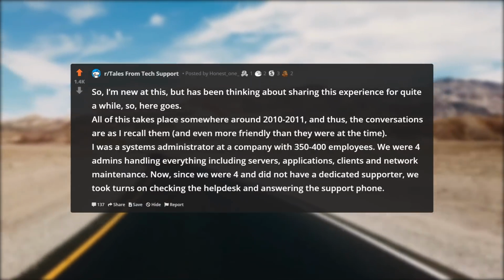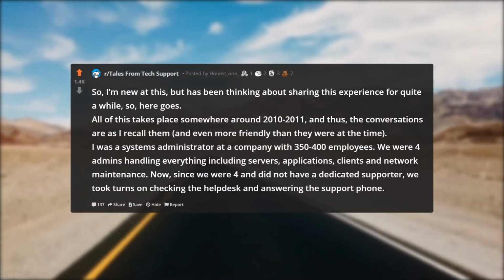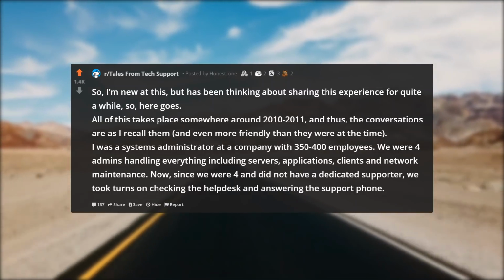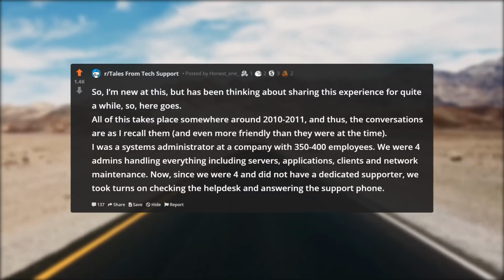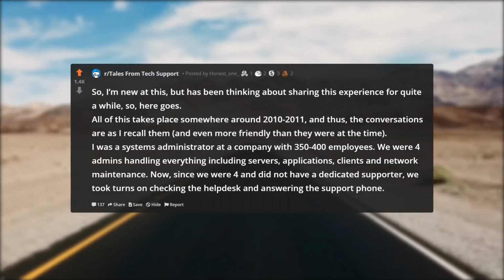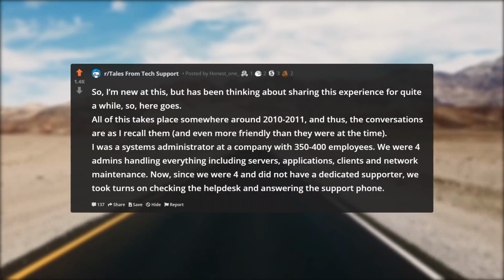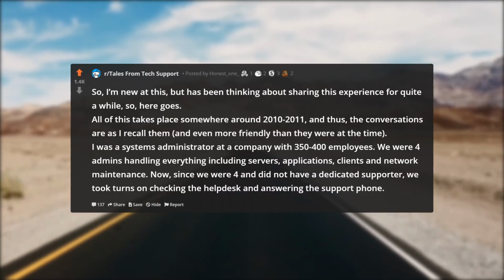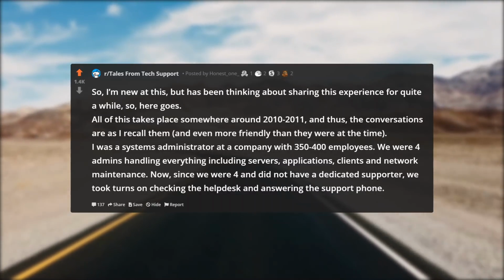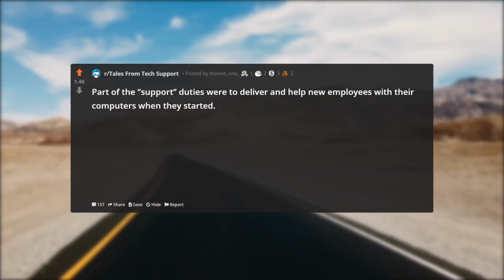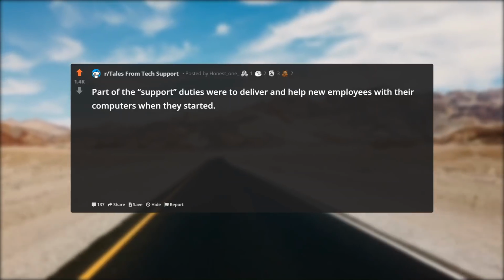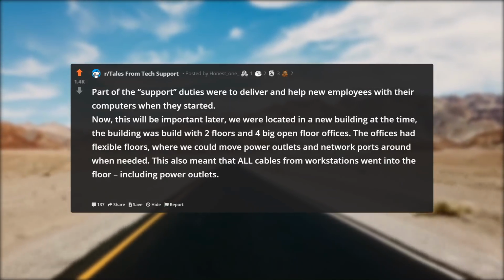I was a systems administrator at a company with 350 to 400 employees. We were 4 admins handling everything including servers, applications, clients, and network maintenance. Now, since we were 4 and did not have a dedicated supporter, we took turns on checking the help desk and answering the support phone. Part of the support duties were to deliver and help new employees with their computers when they started. Now, this will be important later.